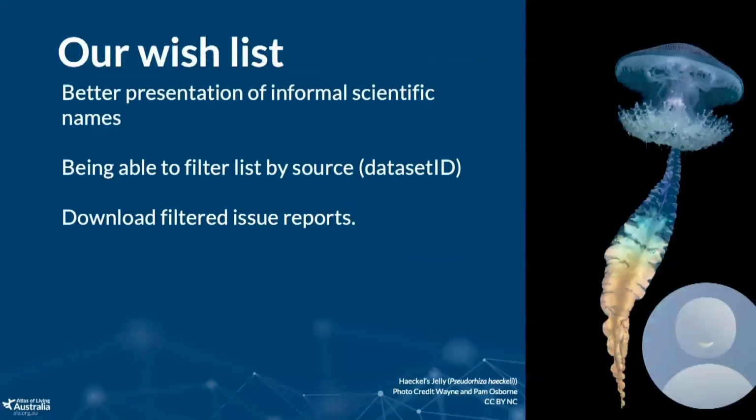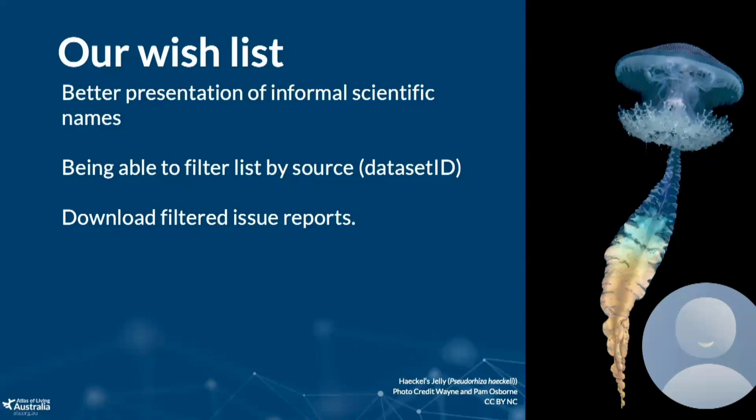The first item on our wish list is about the display of scientific names. We get a lot of informal names coming through the conservation lists, and the name parser gets a little confused. When browsing the taxonomic tree, we see a lot of apparently duplicated entries, for example, a series of names that are just Eucalyptus sp. It would be great to have the option to just display the scientific name as provided in the Darwin Core Archive.